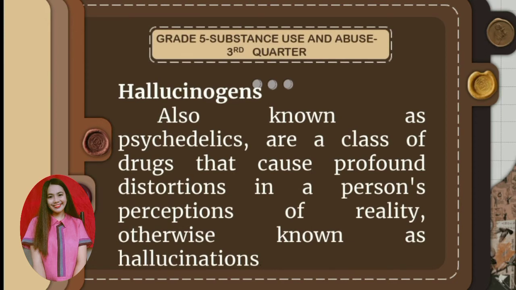Next, let us move on to the third quarter, which is substance use and abuse. First, hallucinogens, also known as psychedelics, are a class of drugs that cause profound distortions in a person's perceptions of reality, otherwise known as hallucinations. While under the influence of hallucinogens, users might see images, hear sounds, or feel sensations that seem to be real but aren't.